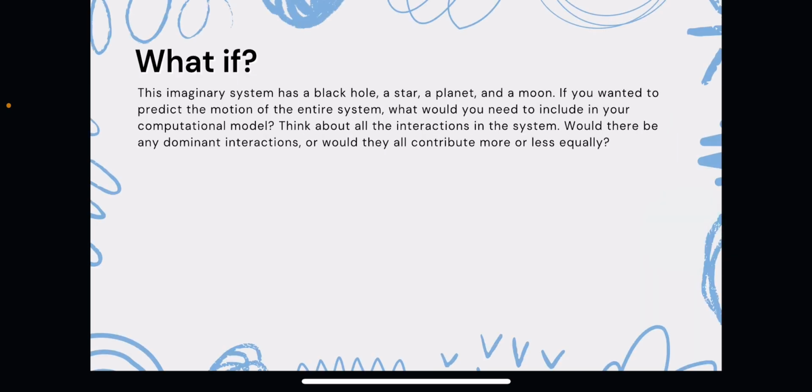And for the what-if question, we are asked if we wanted to project the motion of the entire system, what would you need to include in the computation model? I believe that we would need to include more solid values than just kind of plugging in, so that we can make sure that in orbit they do not collide with each other or with the black hole.